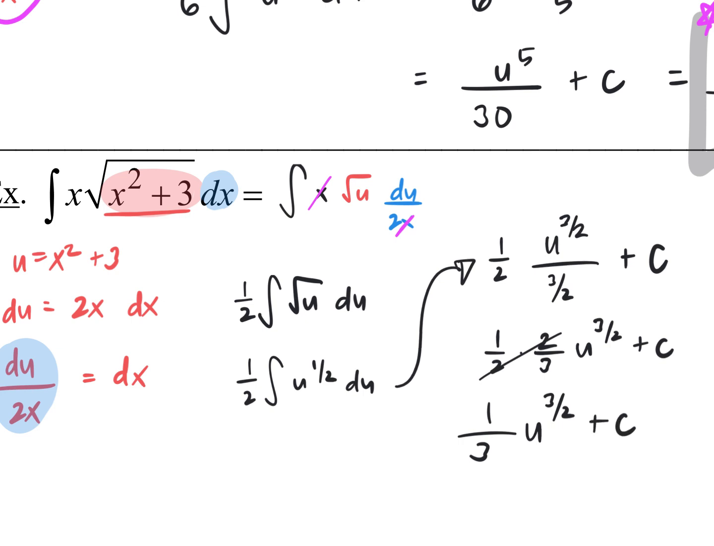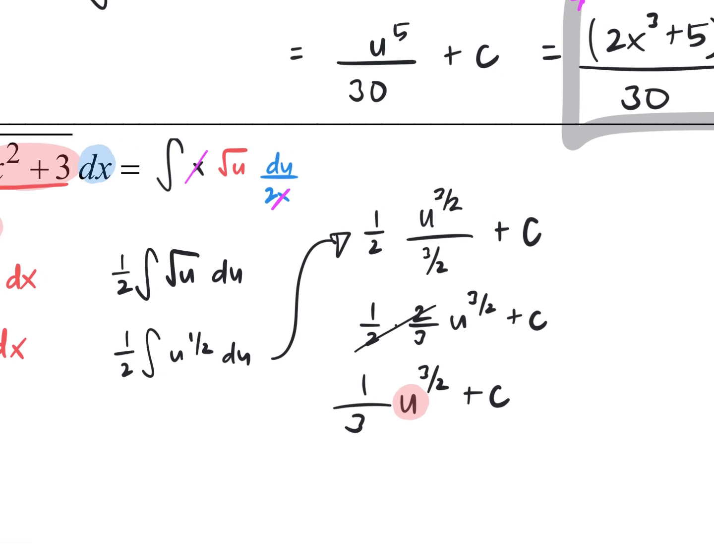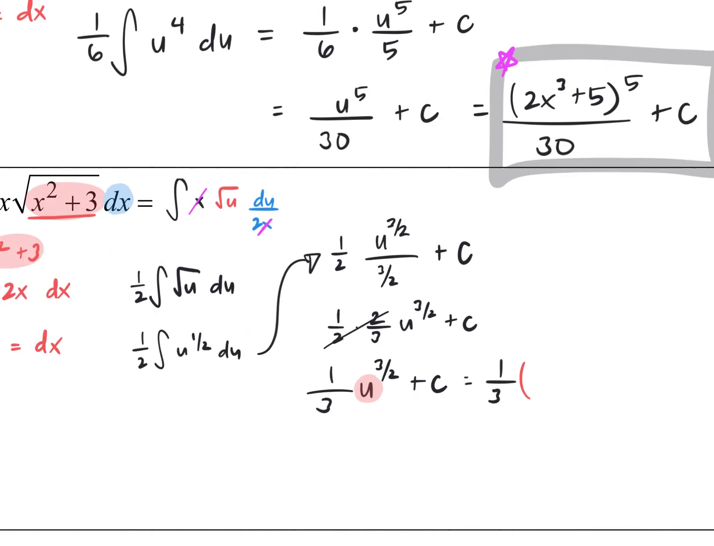But what does u equal? X squared plus 3. So I got to replace that for your final answer to give us 1/3 times x squared plus 3 raised to the 3/2 power plus c.